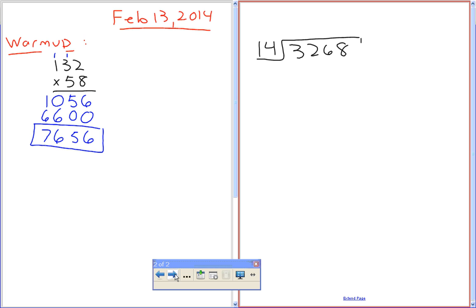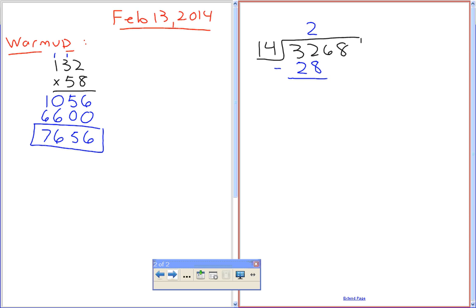The way long division works is, does 14 go into 3? No, it doesn't. Does 14 go into 32? Yes, it does. Now here's the thing. This is where you use your calculator or your brain or your fingers. How many times does 14 go in? 2. Okay. So what you do then is, 2 times 4 is 8. 2 times 1 is 2.